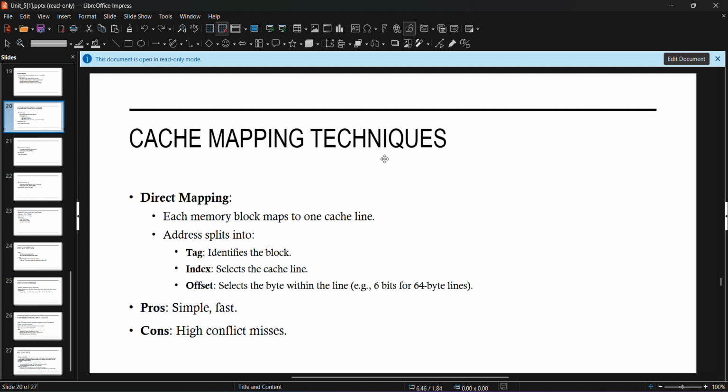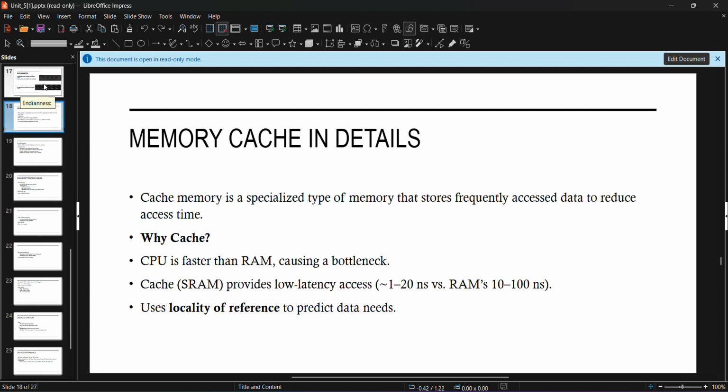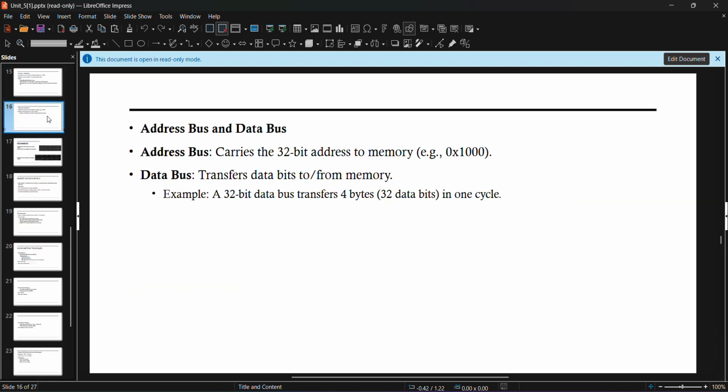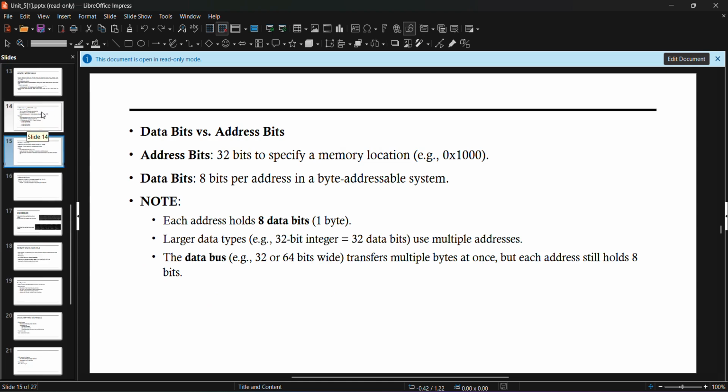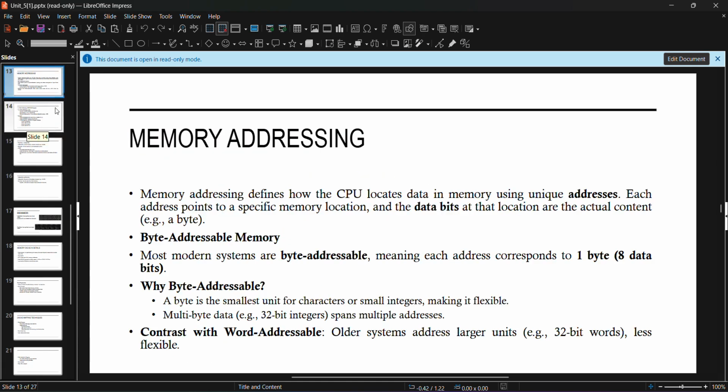Why do we need caching techniques, or why are they important? Simply because they improve performance. Now, before we even head to the various caching techniques, we need to first understand what memory addressing is, because memory addressing plays a vital role in caching techniques.